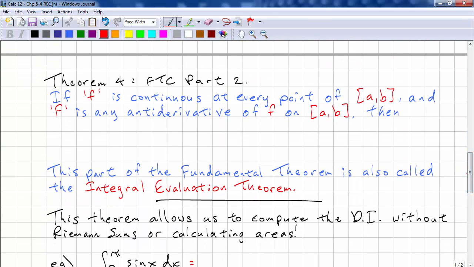Okay, fundamental theorem of calculus part 2. This is the one we'll be using more frequently. If f is continuous at every point of a to b, and capital F is any antiderivative of f on a to b, then we have the integral from a to b of f of x dx equals capital F of b minus capital F of a.